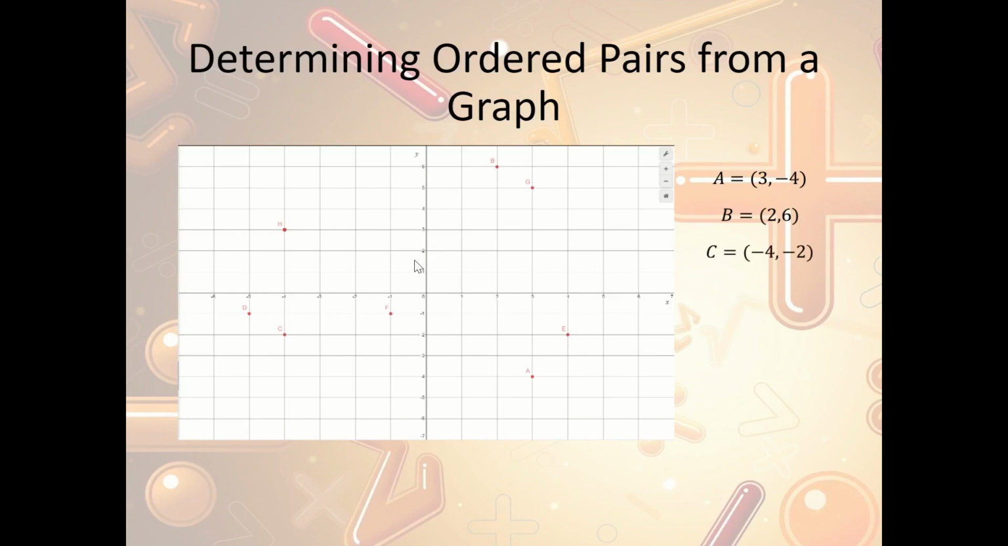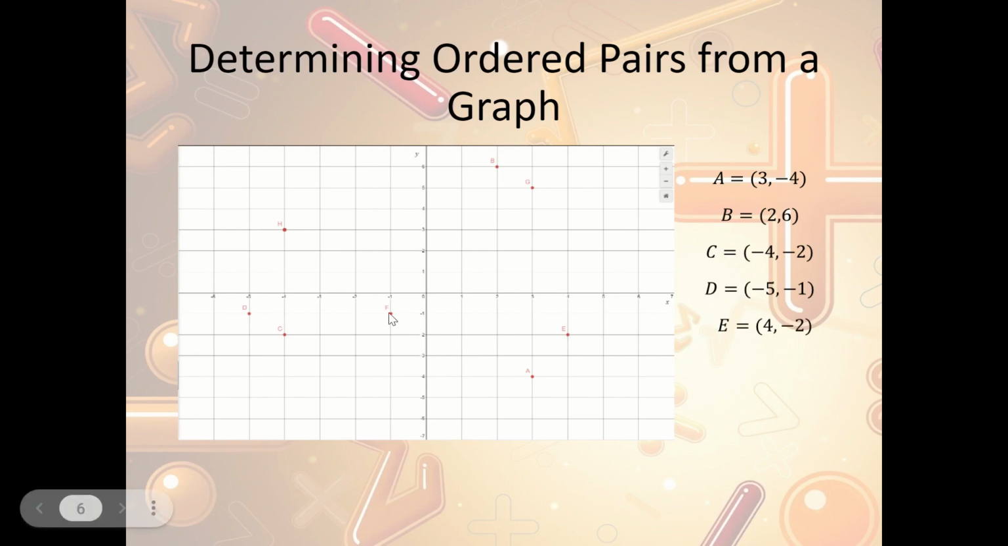Then I do D. D is right here. So that's negative 1, 2, 3, 4, 5, and negative 1. So negative 5, negative 1. Then E. E is here. So that's 1, 2, 3, 4, and then negative 1, 2. So it would be 4, negative 2.